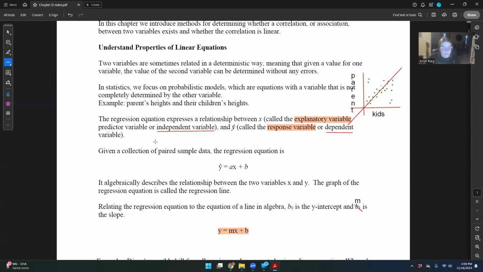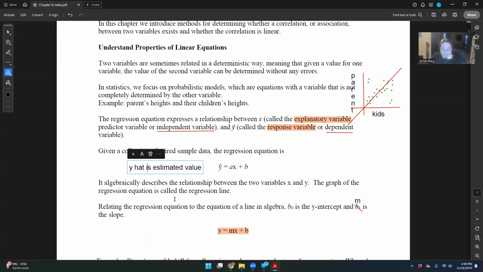Well, in statistics, a lot of times we have this equation with y hat, and y hat is just the estimated value. Like in a perfect world, if it followed this line, what would the answer be? Y hat is the estimated value. And then again, just like down here, a is in front of the x, so a is the slope, and b is at the end, so it is the y-intercept.